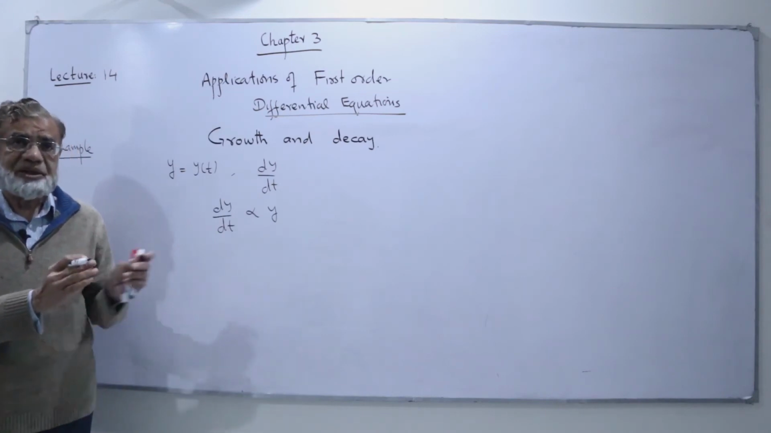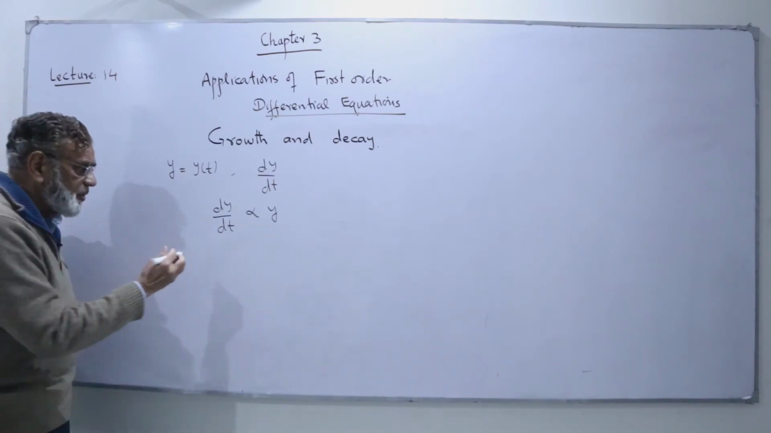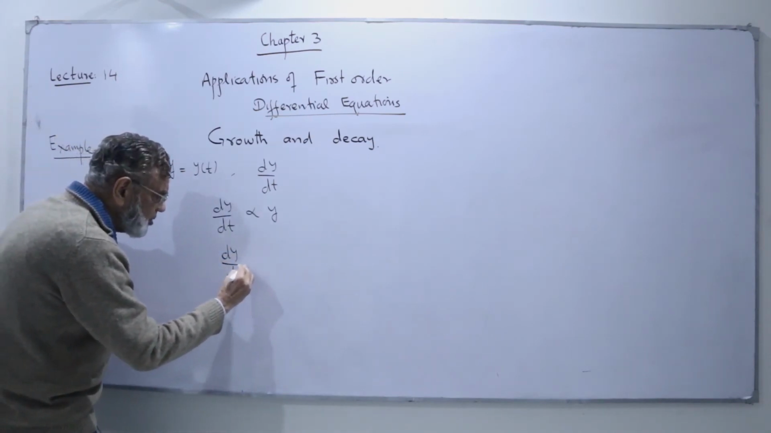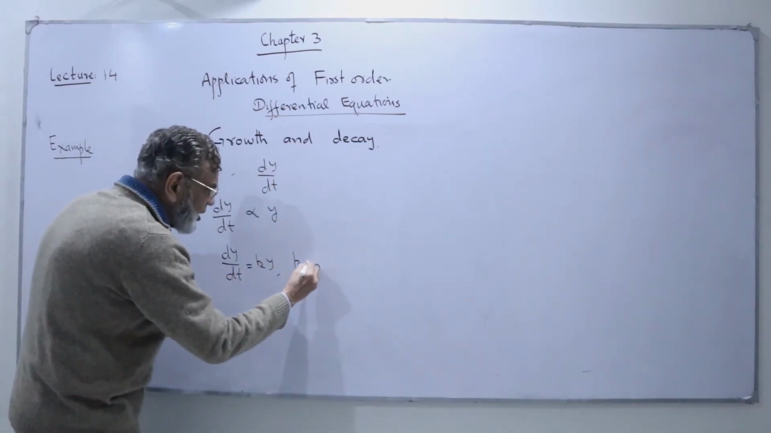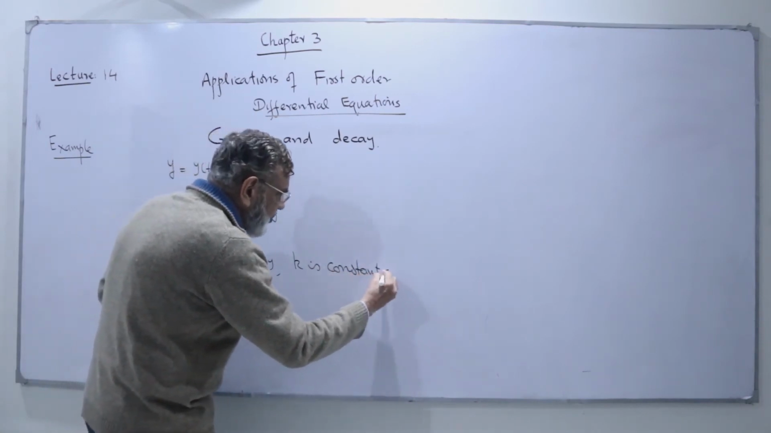So here we can change this to an equation by changing the proportionality by a constant. We can write here dy by dt is equal to k times y, where k is the constant of proportionality.